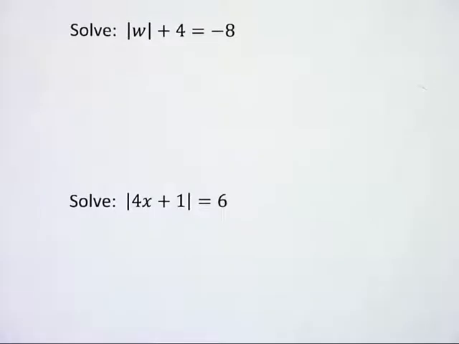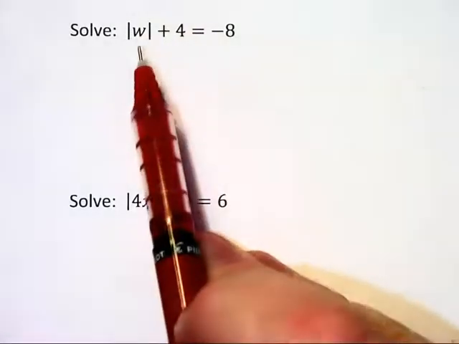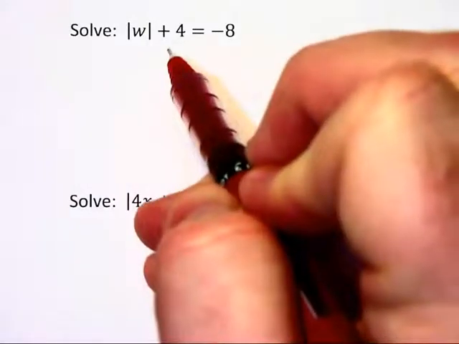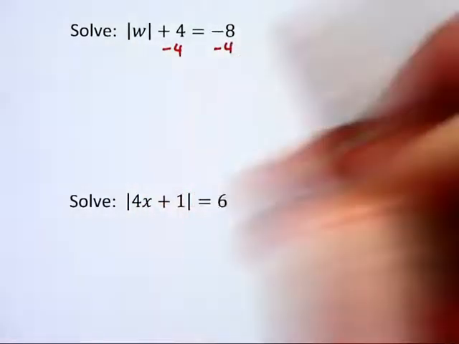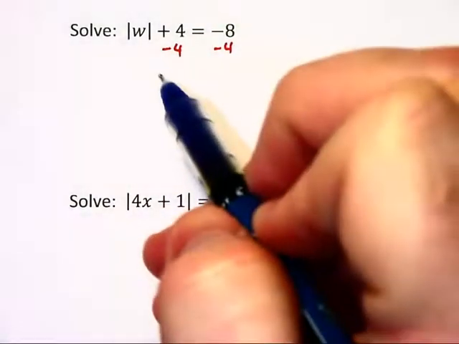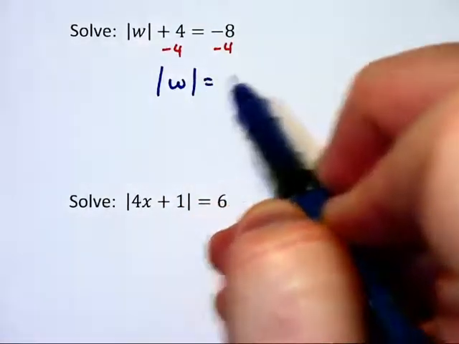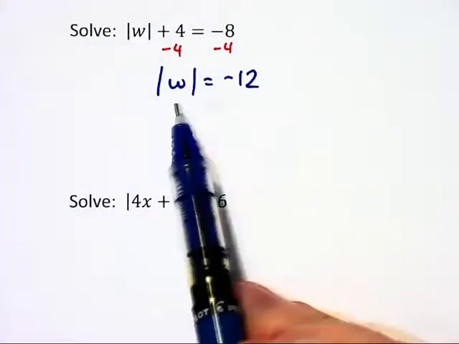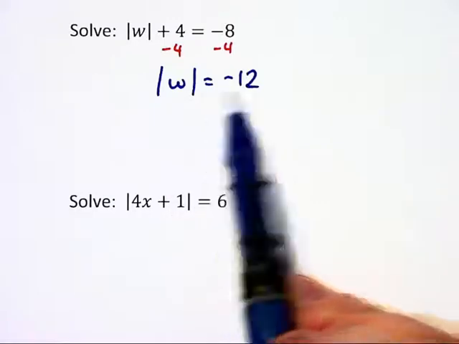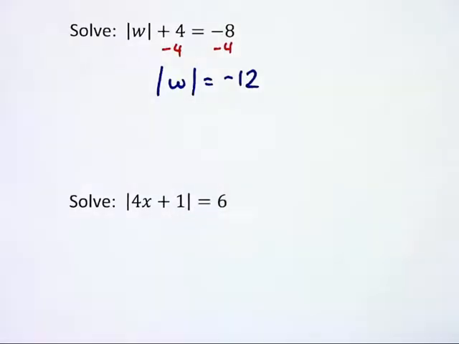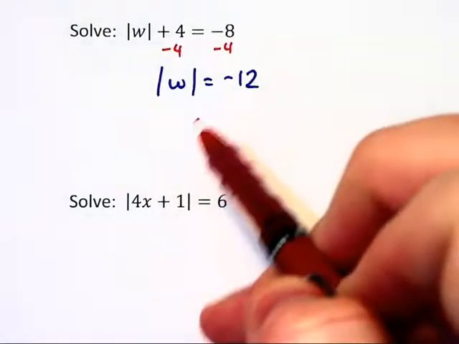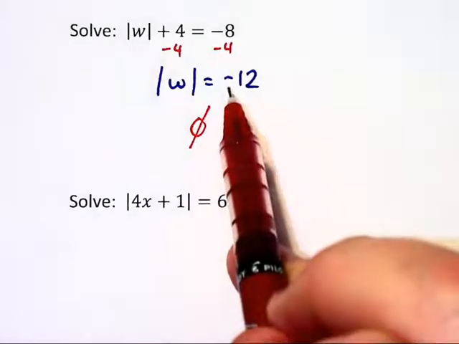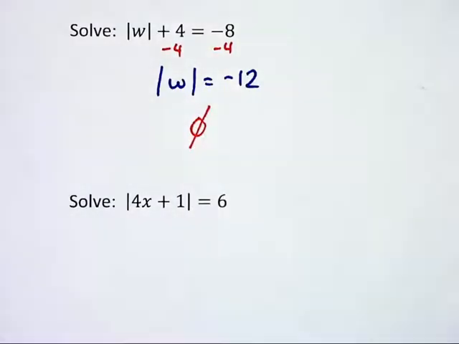In this third example, we need to isolate the absolute value by itself before we remove the absolute value. So I will begin by subtracting 4 on both sides. This gives us the absolute value of w is equal to -12. Well, distance is always positive, and whenever you have an absolute value equal to a negative, right off the bat, that makes no sense, and our solution is the null set or the empty set. So be on the lookout for negatives when you have absolute values involved.